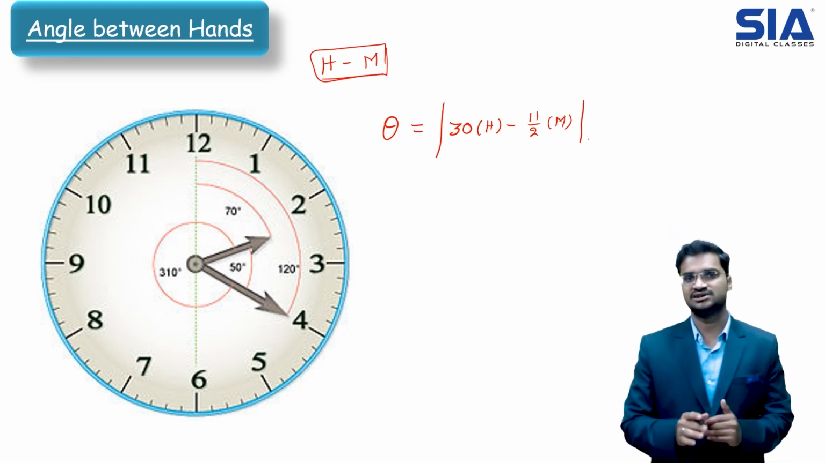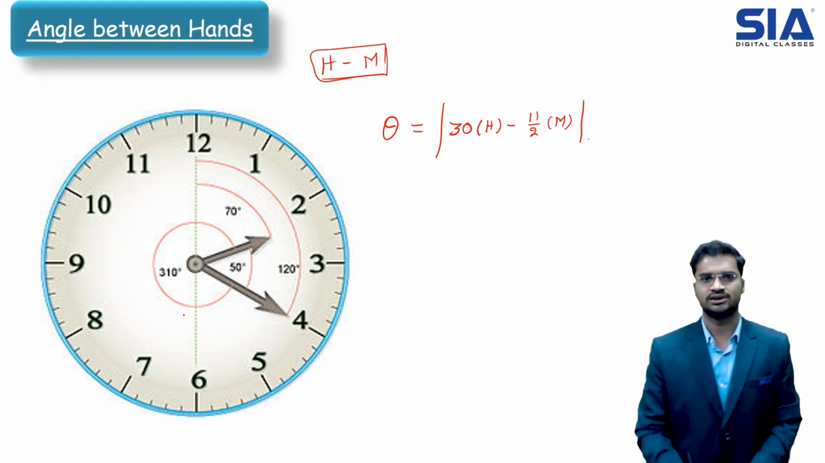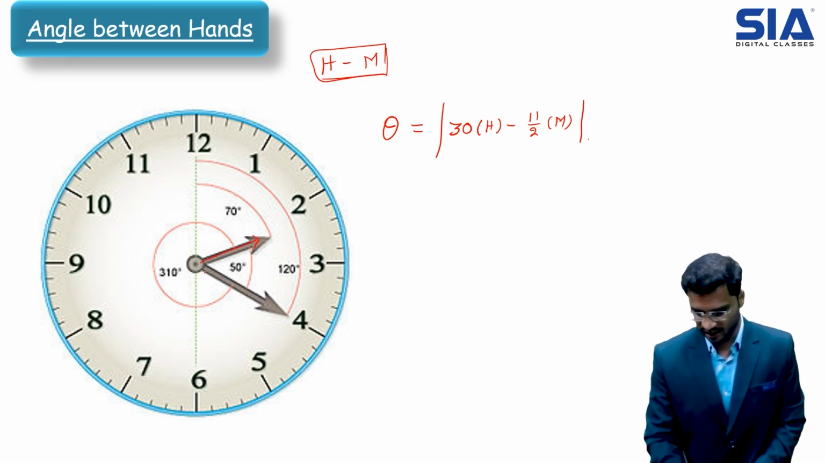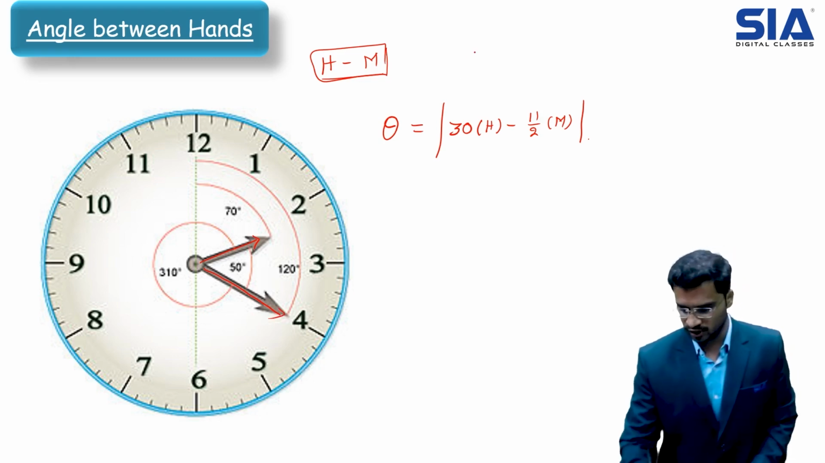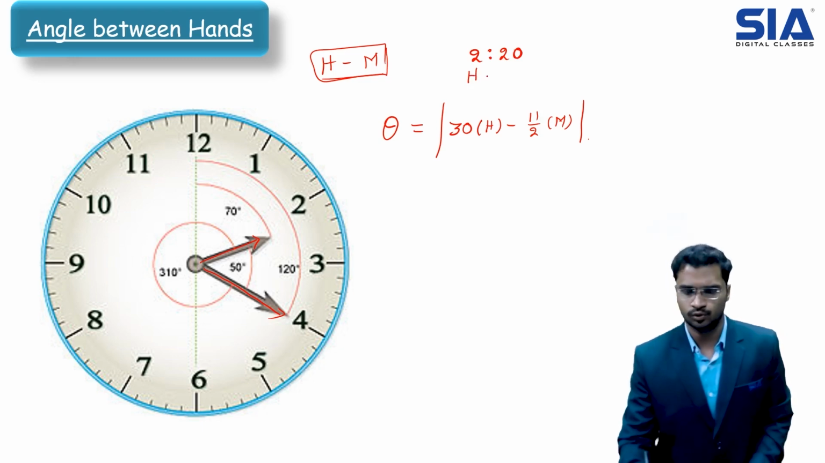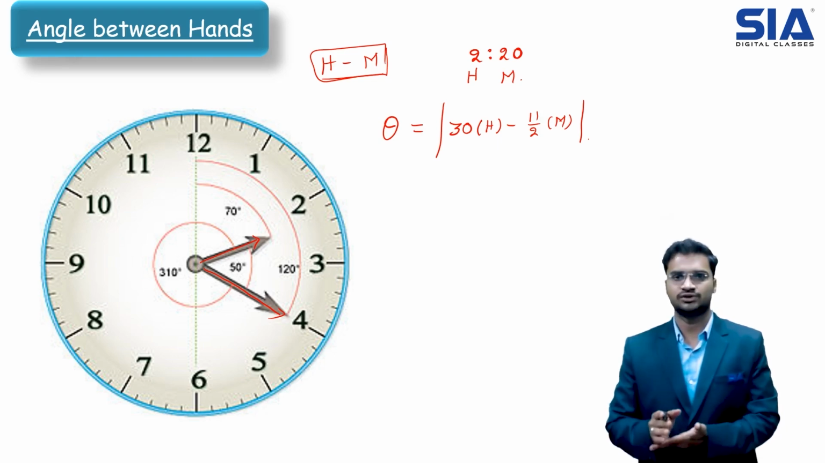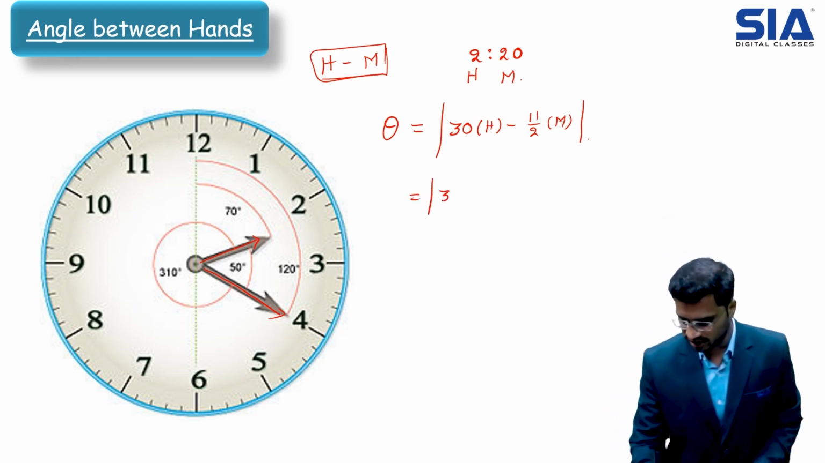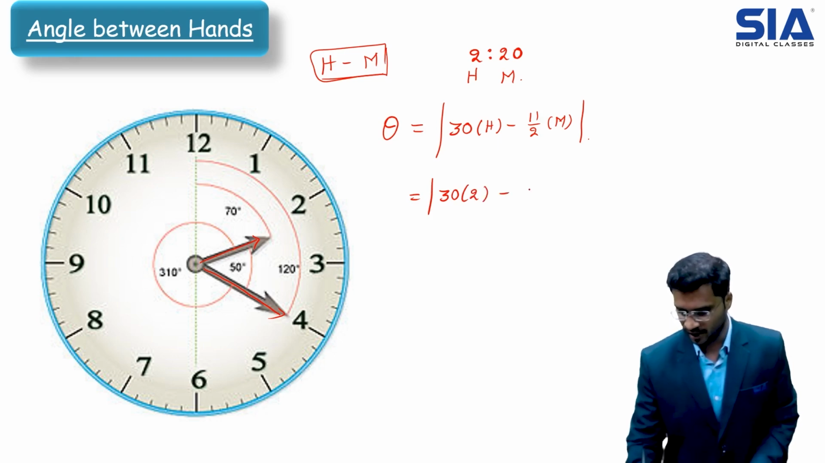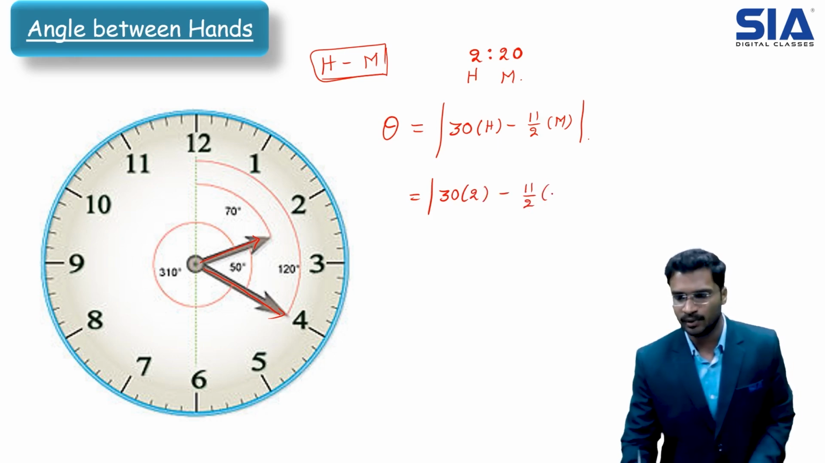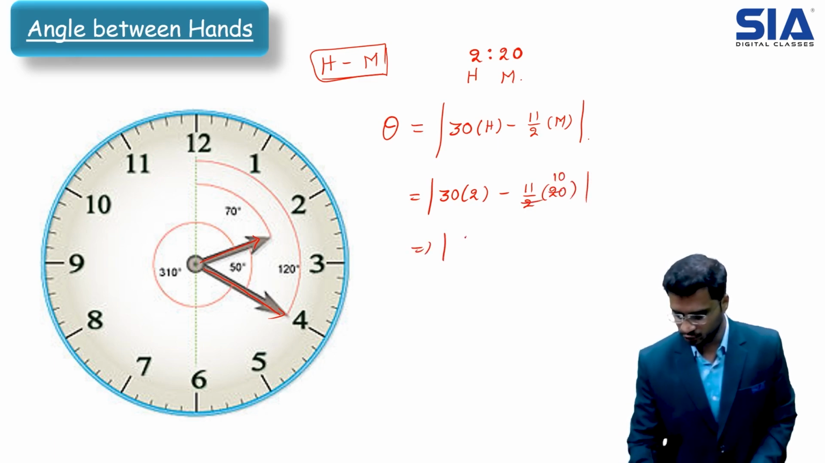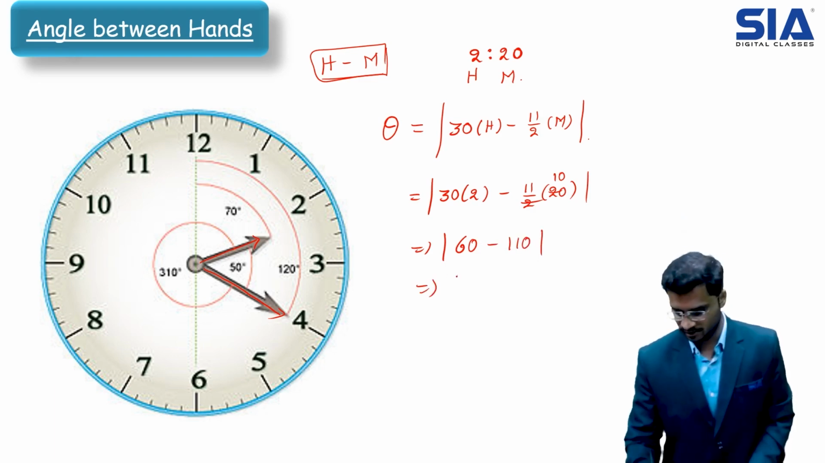So let us see an example here. In this clock, the time is 2:20. Here the hours value is 2 and the minutes value is 20. Now I substitute h as 2 and m as 20. So 30 multiplied by 2 minus 11 by 2 multiplied by 20, in modulus. That is 60 minus 110, which is minus 50.